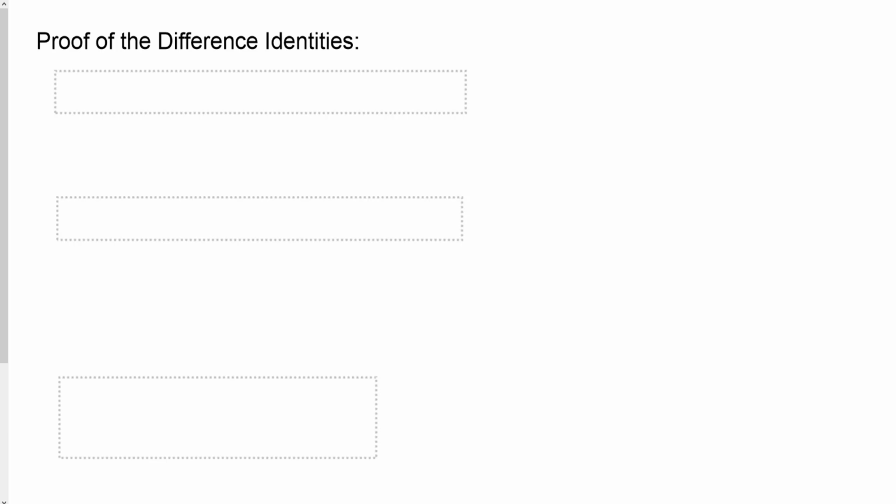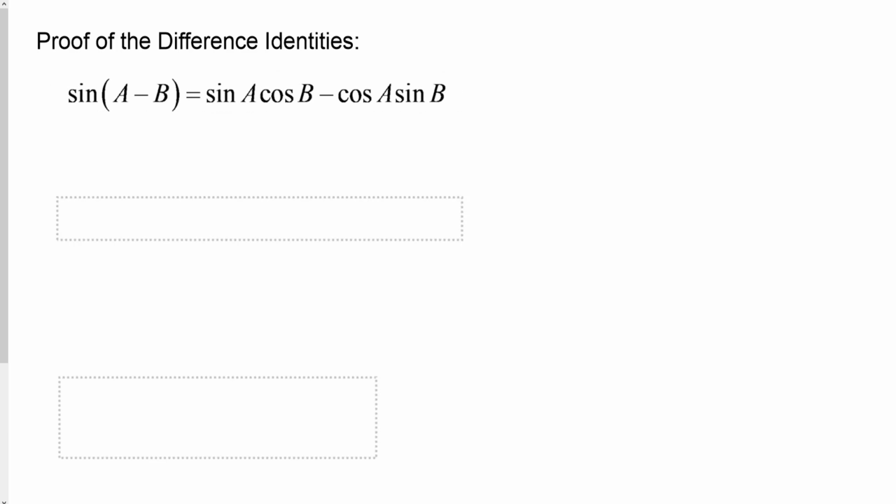And then finally, the difference identities. You can do the same sort of argument. You can draw a triangle setup to make this work out, but there's a much easier way. For instance, if you think of sine of A minus B as A plus negative B, then what you're going to evaluate is sine A cosine negative B plus cosine A sine negative B.